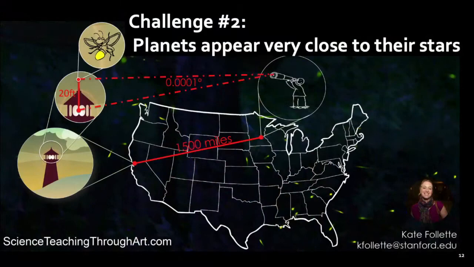So you need to be able to magnify and get very sharp images to see them. On slide 12, here's sort of an analogy. Imagine you put that firefly about 20 feet away from that lighthouse, and you're trying to see it from halfway across the country. That's the challenge. That's the easy ones. That's what we can do today.